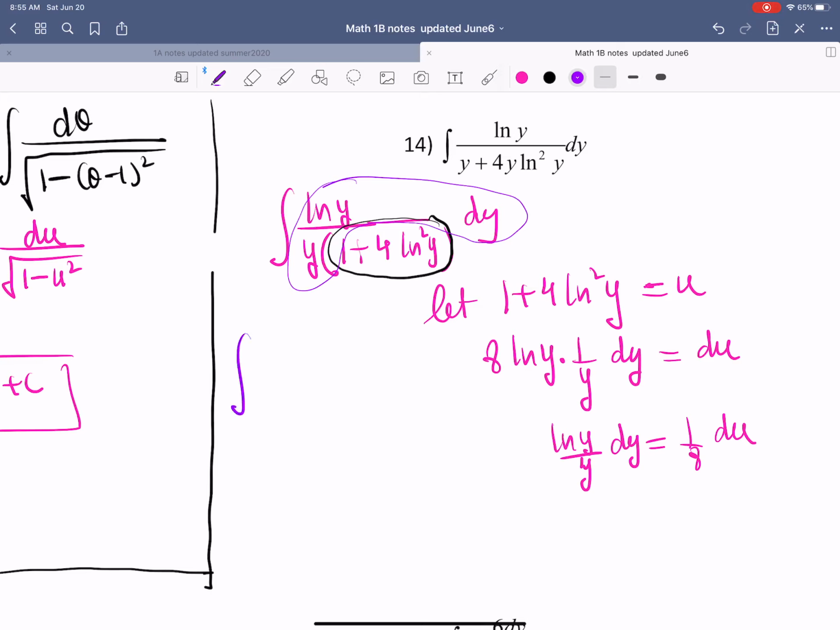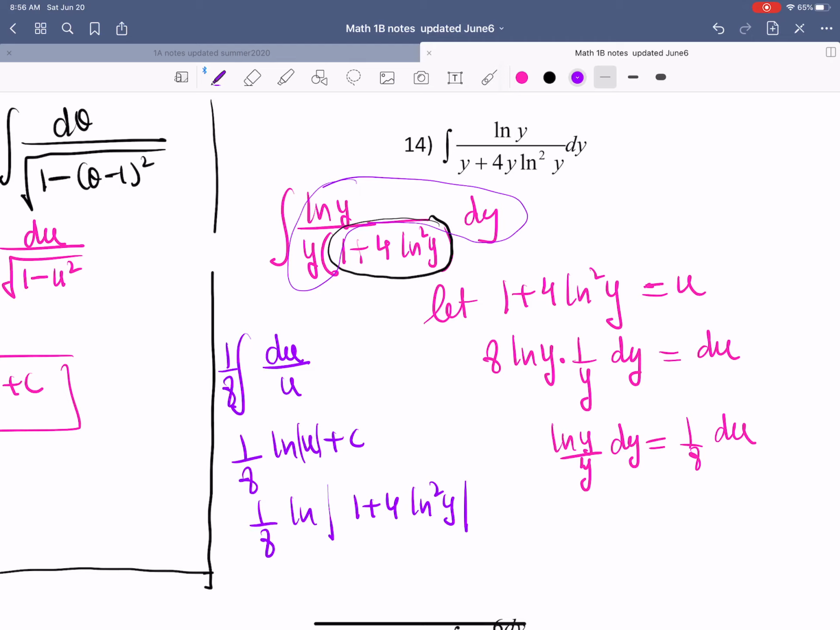All right, so I'm ready to change my integral to 1/8 du over u. That's what it turns out to be. And the integral of 1 over u is natural log of the absolute value of u plus c. The u was 1 plus 4 natural log of square root y, plus c. And that would be our solution to that integral. Okay, let us check out the next example.